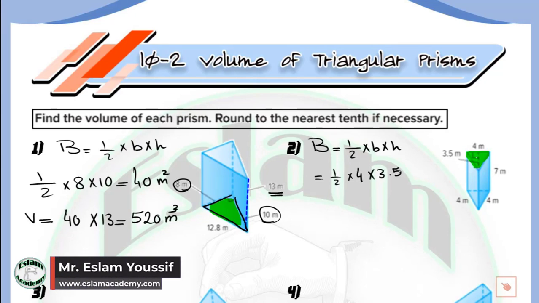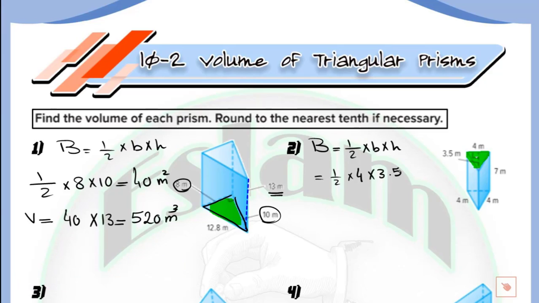There is a difference between the height of the triangle and the height of the prism. The height of the triangle is the length of the perpendicular from the vertex to the base. And the height of the prism is the length of the line segment joining the two parallel bases, which is 7. So now I will use the height of the triangle. So half times 4 times 3.5 is equal to 7. Because we are talking about area, which is measured in square units, it will be 7 square meters.